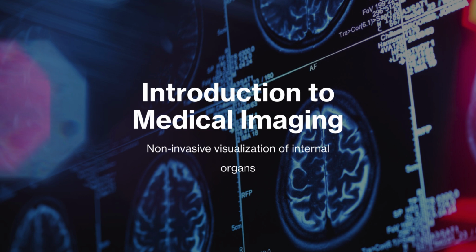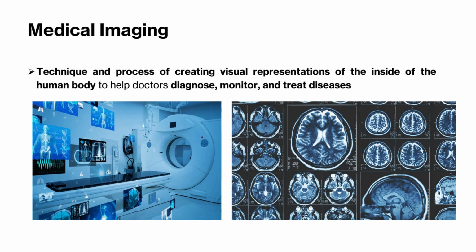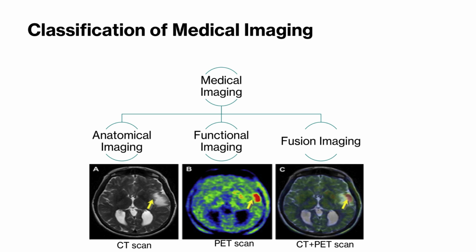Today, I am going to talk about what medical imaging is, how medical imaging is classified, what the different modalities of medical imaging are, and an overview of the medical imaging system. Medical imaging is the technique and process of creating visual representations of internal organs to help doctors diagnose, monitor, and treat diseases. Based on the purpose, medical imaging techniques are classified as anatomical imaging, functional imaging, and fusion imaging techniques.